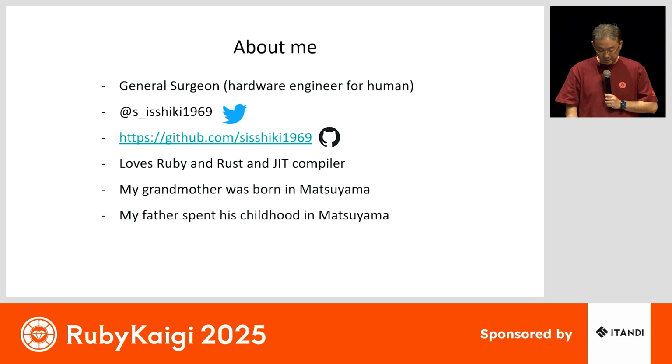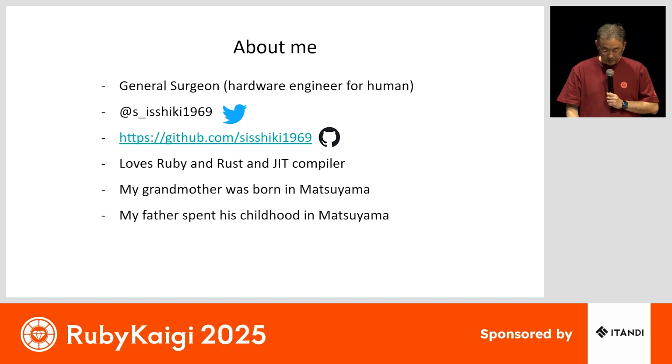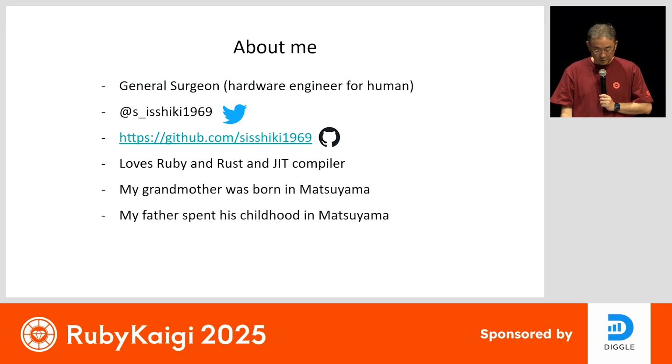So, first of all, let me introduce myself. I am a general surgeon. My specialty is the detection and treatment of cancer in the digestive organs, like gastric cancer and colon cancer. It's kind of a hardware engineer of the human body, having a national license. I have a national license that allows me to debug or fix or cut or stitch human beings. And I also love Ruby and Rust and JIT compilers.